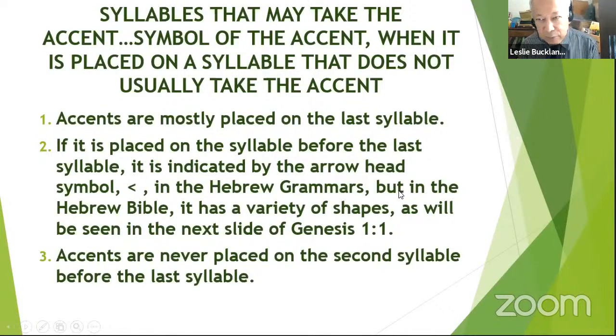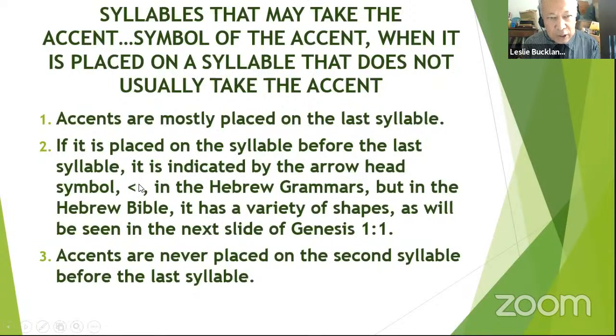Now, what I found after I studied from Hebrew grammars is that when I started to read the Hebrew Bible, I did not find this arrowhead as a symbol of the accent. This arrowhead is what I found in the Hebrew grammars. But in the Hebrew Bible itself, the accents have many different shapes, as we will see in the next slide of Genesis chapter 1, verse 1.